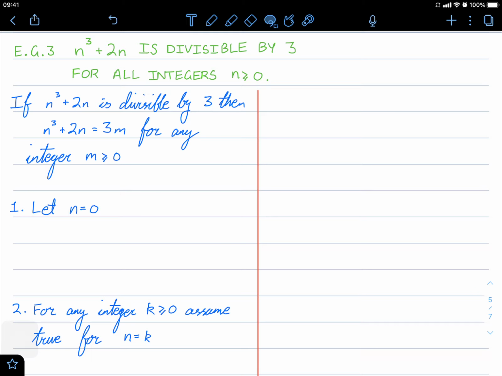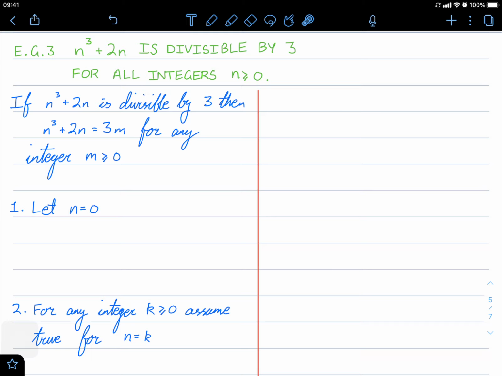Hello class, this is the third example on applying mathematical induction to divisibility tests. This one is slightly more lengthy, so I've already pre-written some of the work. At any time you can pause the video and give this a go yourself, and just be mindful that your work might look slightly different to mine, but it should generally follow the same direction.